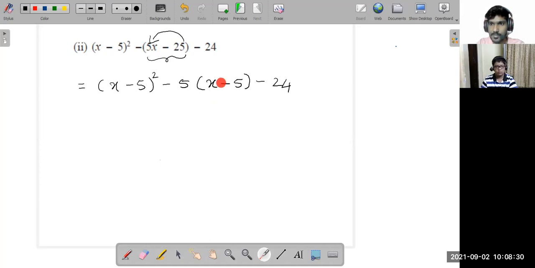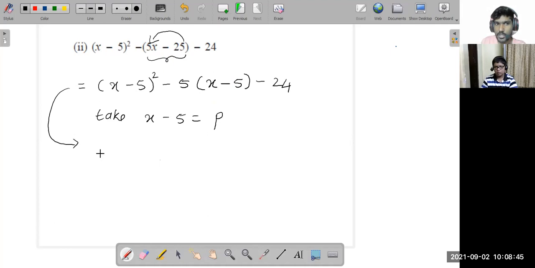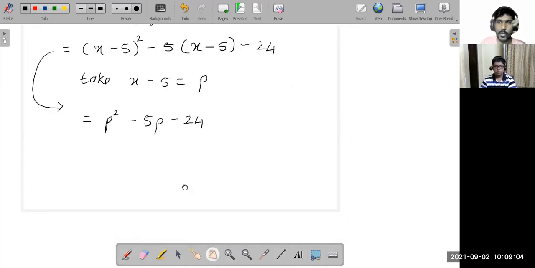x minus 5. So now what you do is you take x minus 5 to be equal to any other variable, let's say p. Now we'll do the substitution. So this x minus 5 became p and it is whole bracket square. So p square minus 5, x minus 5 became p, and this minus 24. Understood? Now this became a quadratic polynomial.